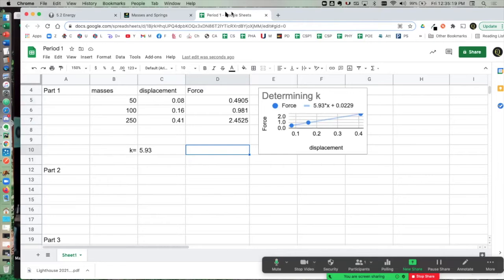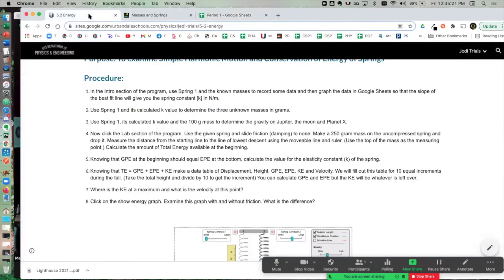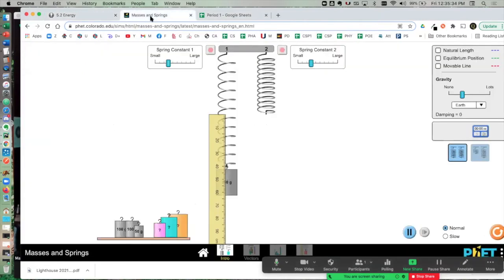All right. Part two. Use spring 1 and its calculated K value to determine the 3 unknown masses in grams. Ooh, this got exciting. Look at, there's 3 unknown masses. They have question marks on them. We might be able to guess. This one looks like a little bit bigger than the 50, but smaller than the 100. Something in there maybe.